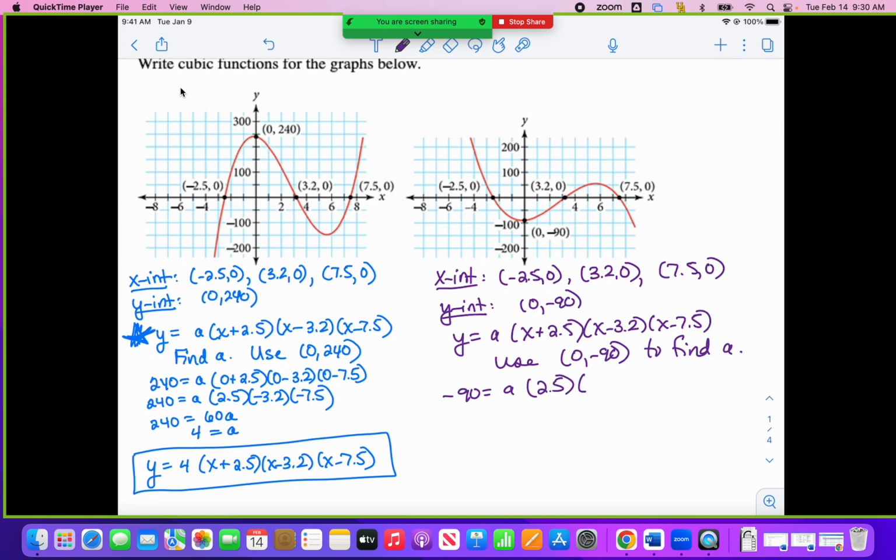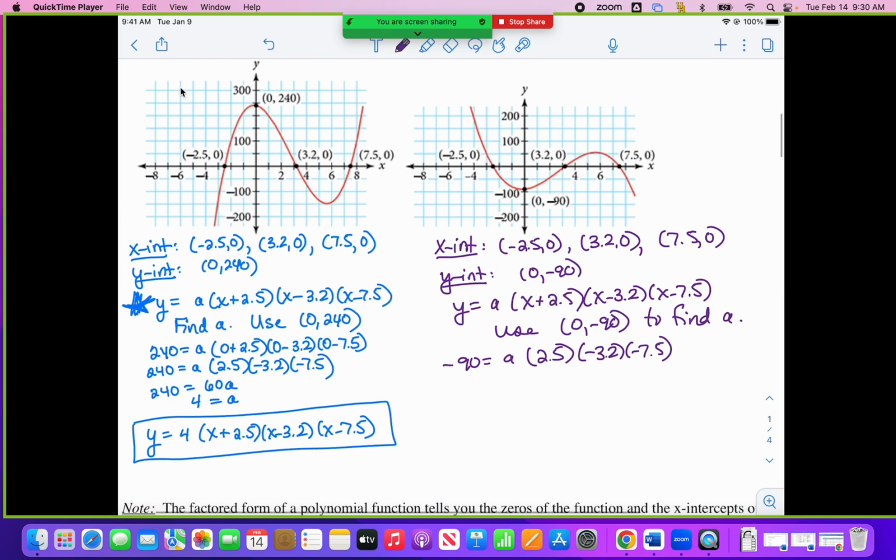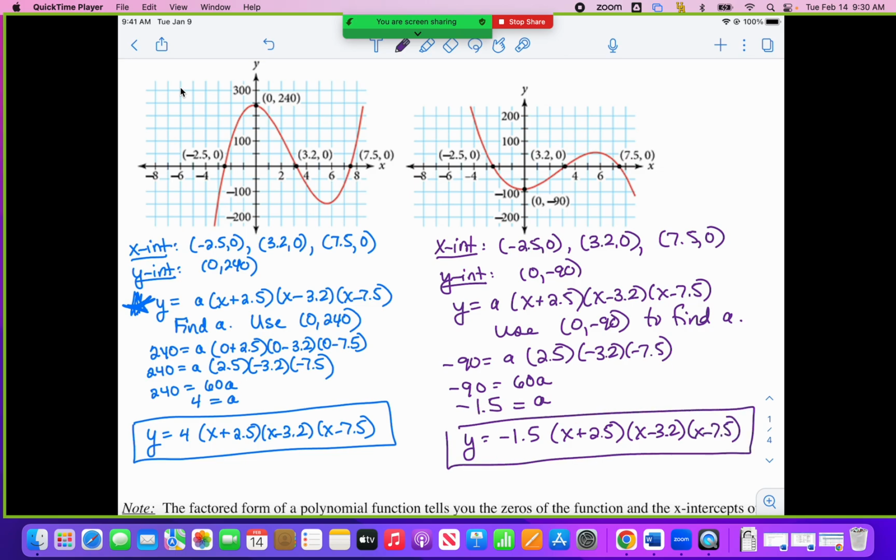Now, if you know that you're using x is 0, if you can go with me, you can skip a step here. And I'm getting a is negative 1.5. How many got there? Okay, awesome. So you're going to get y equals negative 1.5 times x plus 2.5 times x minus 3.2 times x minus 7.5.